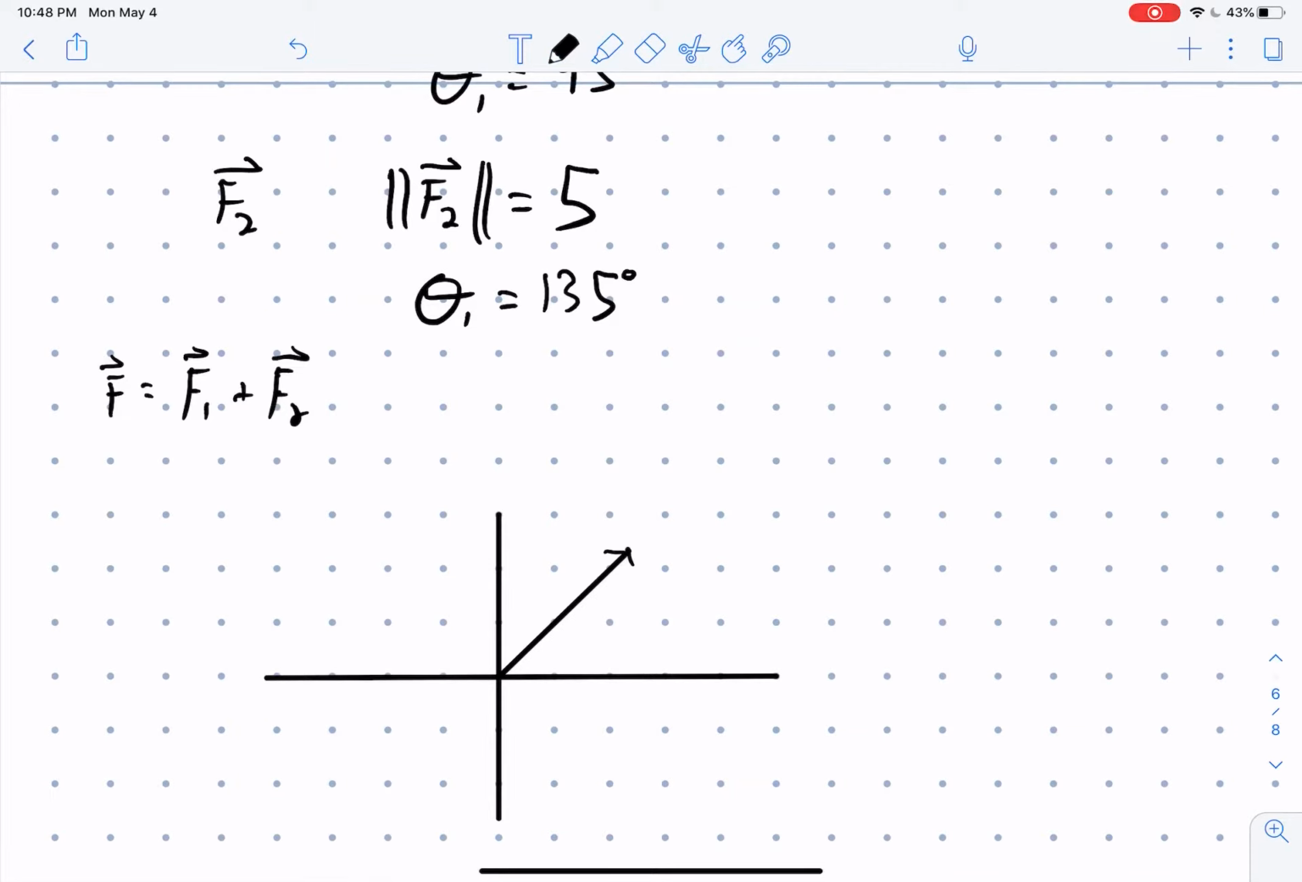The F2 is at an angle of 135 degrees. That's in the second quadrant. It goes this way, and it goes a distance of 5. Something like this. And I can guess already, if we were to travel first along one vector and then along the other vector, the resulting vector f is going to be something about like that, somewhere up there.